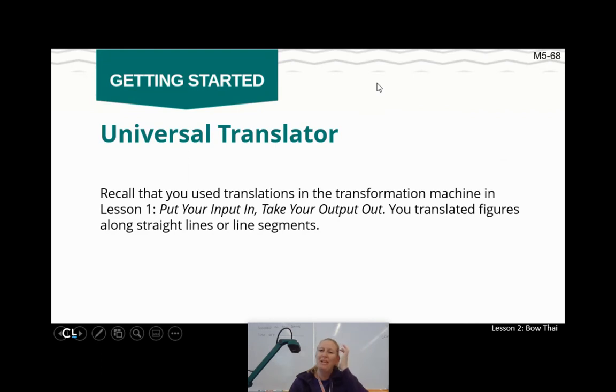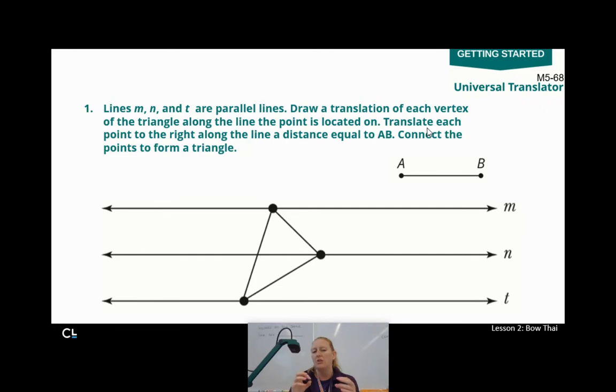So if you flip over to page M5-68, if you recall in the last lesson, right at the very beginning, we used translations in the transformation machine, right? In our transformation machine, we plugged in a triangle and then it followed the line and slid down and it gave us a little output triangle. So you translated figures and you just followed the straight line or the line segment, right? You just followed it. There's the new one. So we're actually going to kind of break it down and do a one point at a time thing.